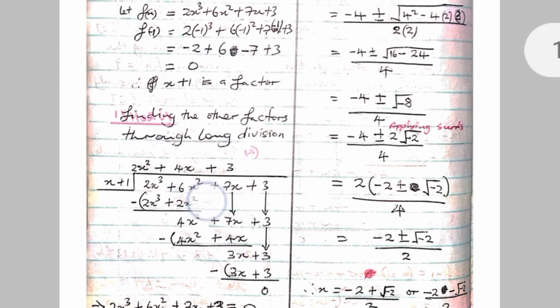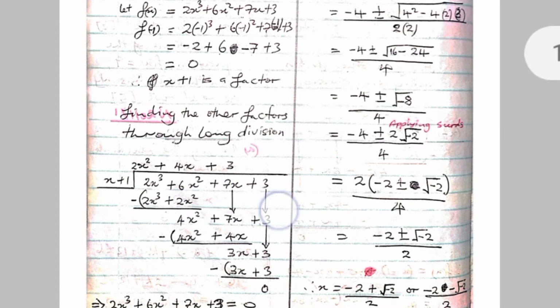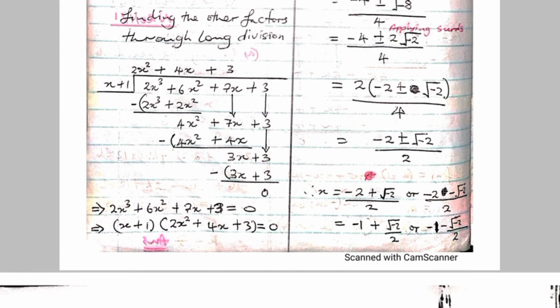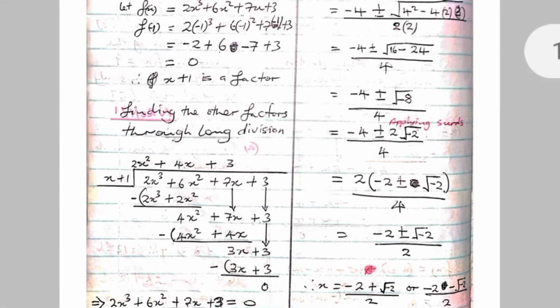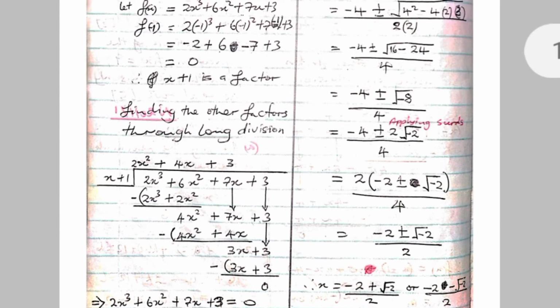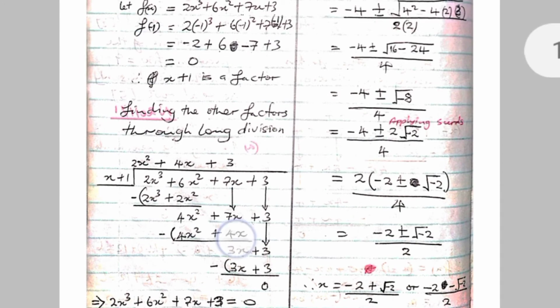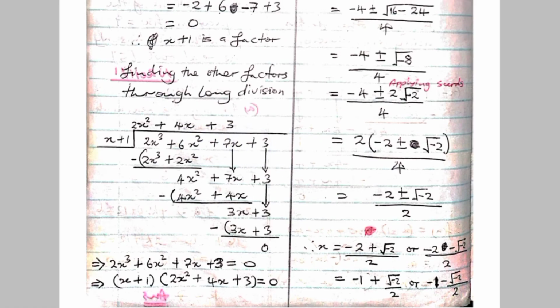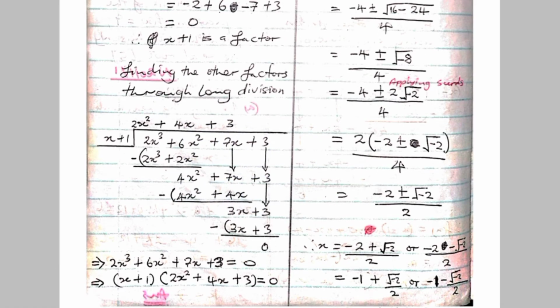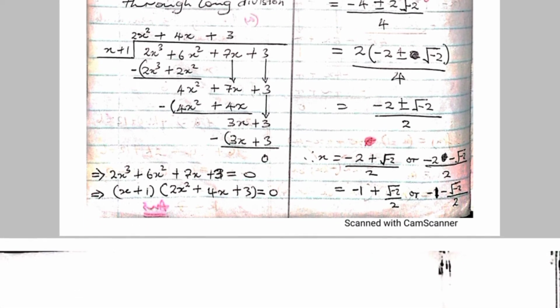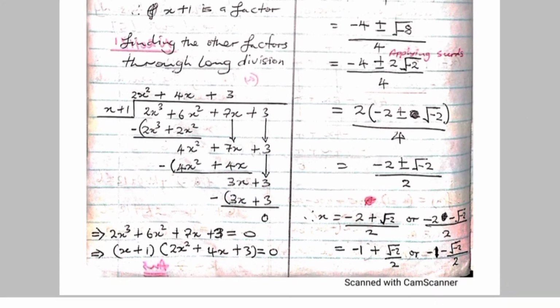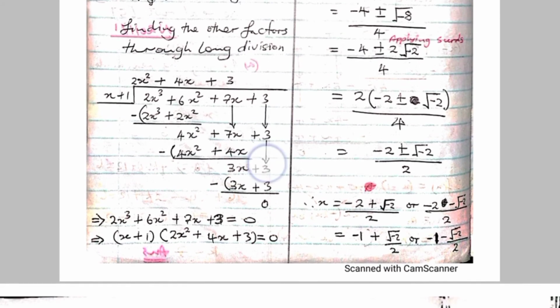Then after subtracting, you repeat the same process. You divide 4x squared by x, and you get 4x. Then 4x times x, you get 4x squared. 4x times 1, you get 4x. Then you subtract this from this term here. And what do you get? You get 0 here, and you get 3x here, and you drop down this 3 here.